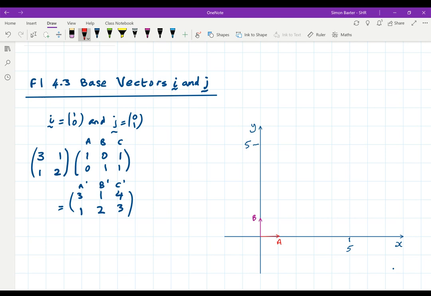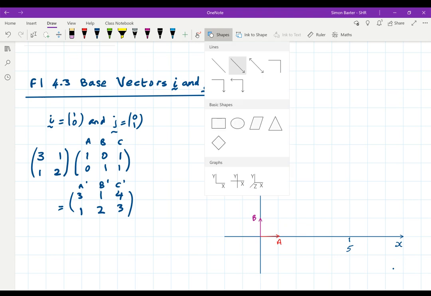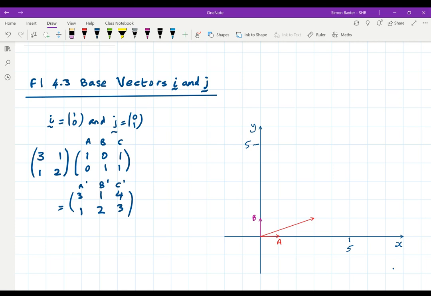Let's look at A for starters. A starts at (1, 0) and is then mapped onto (3, 1). So A dashed is there. Now let's look at B. If we take B, we start at (0, 1), and B is mapped onto (1, 2). So let's draw a line to represent that from (0, 0) up to (1, 2), and there is B dashed.